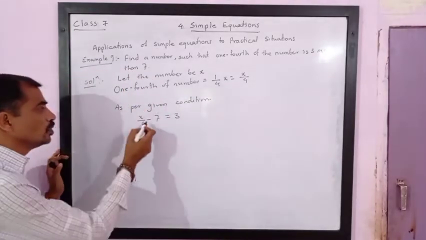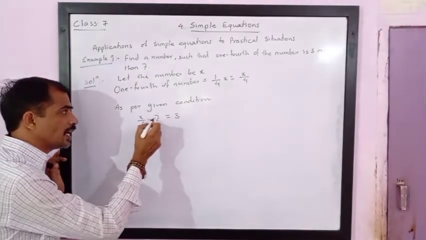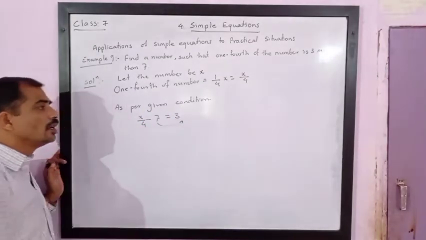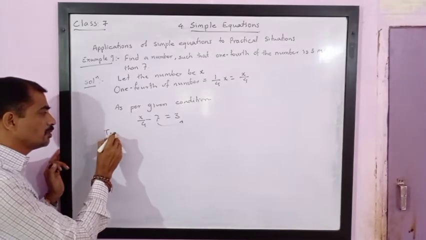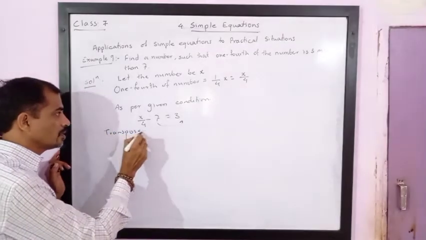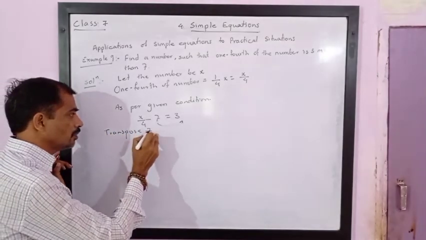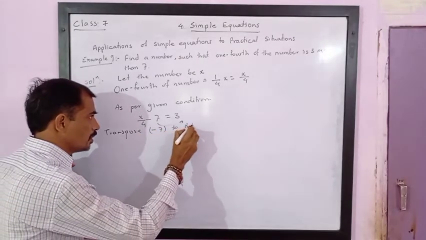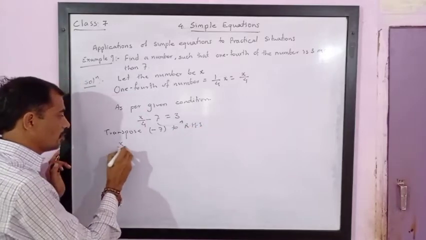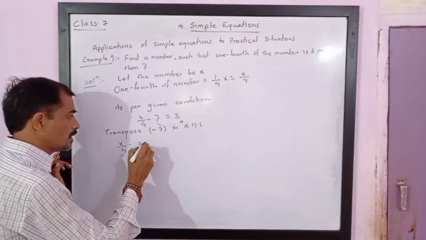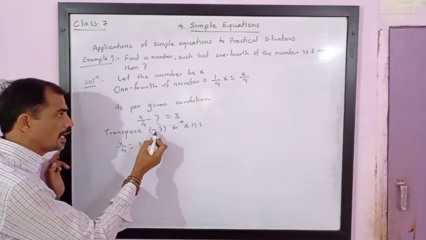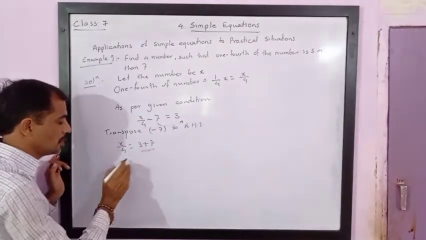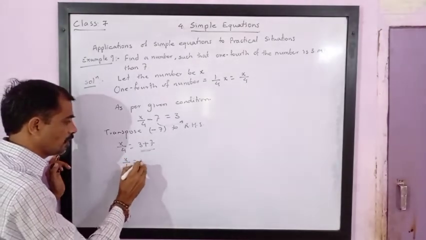Now, in order to solve, please understand this is a term which does not contain variables. So we need to transpose this 7 to the right hand side. So you will get, transpose negative 7 to RHS. So this becomes x upon 4 is equal to 3 plus 7. Please try to understand this. Negative 7 was transposed, so when you transpose negative 7 to the right hand side, it becomes positive. So this becomes x upon 4 is equal to 10.